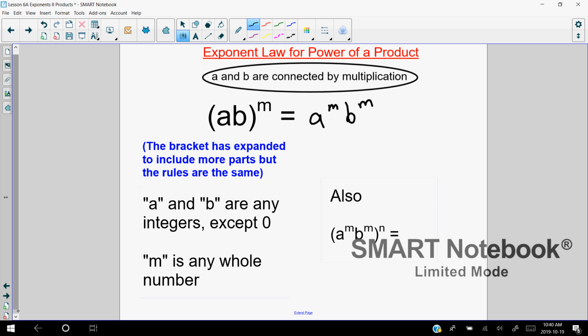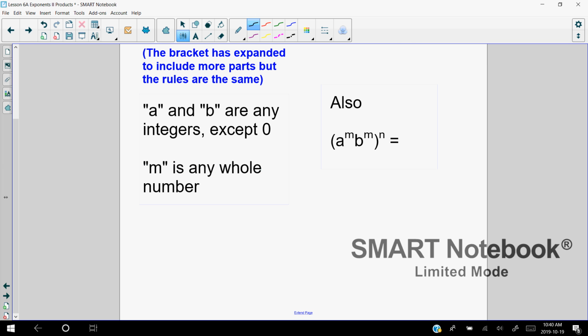And then just to complicate things a tiny bit more here, if we have a to the power of m times b to the power of m all to the power of n, we have to take the n in for each exponent and multiply it because it's power of a power. So it becomes a to the power of m times n times b to the power of m times n. So these ones can get a little complicated, but the more examples you see, the better you'll get at it. So let's try some examples.